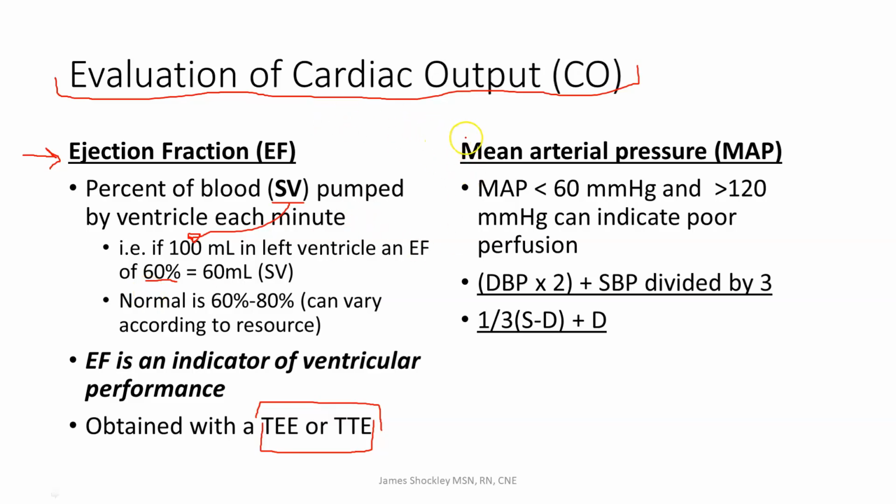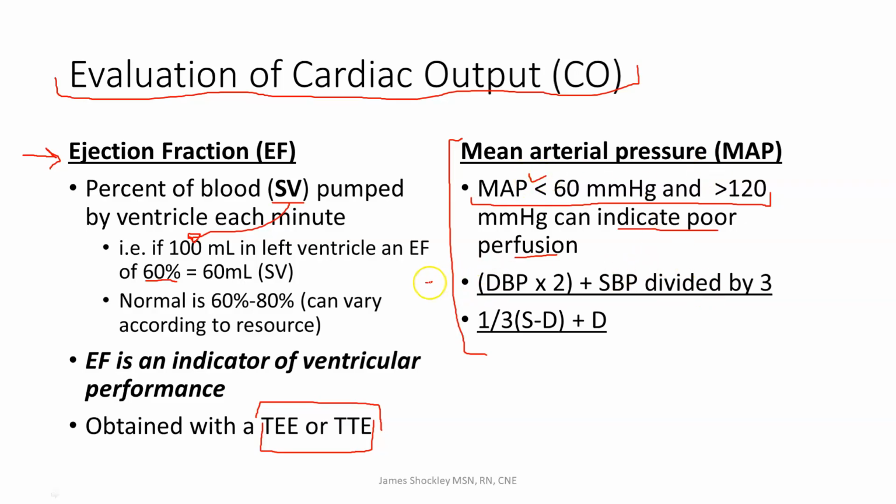Mean arterial pressure, you guys get that every single time you take a blood pressure. The robo nurses do a really good job of giving me my mean arterial pressure. For us, we want to ensure that our MAPs are greater than 60 and less than 120, because numbers below 60 or greater than 120 indicate you have poor perfusion. So that's why hypertensive crisis is such a big deal, and that's why hypotension is such a big deal.